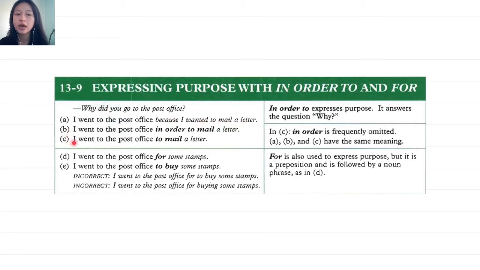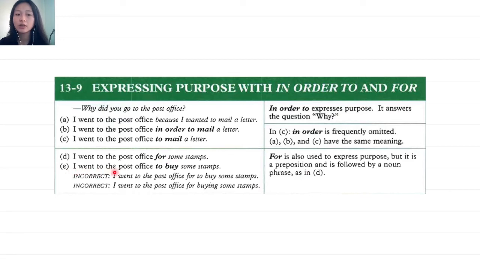And the number C, I went to the post office to mail a letter. To mail a letter. In conversation, in order is frequently omitted. So the number C has the same meaning as the number B and the number A. And the number D, I went to the post office for some stamps. For is also used to express purpose, but it is a preposition and is followed by a noun phrase. So after for has to be a noun phrase, not a verb.